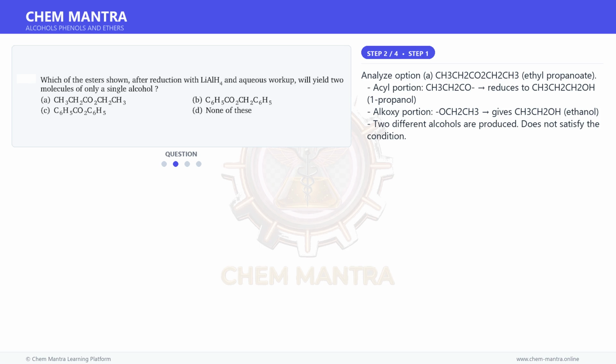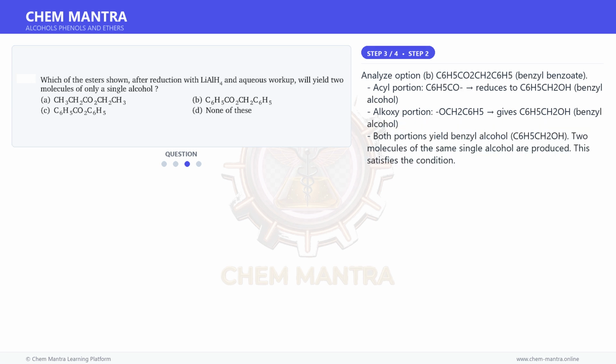Analyze option A, CH3CH2CO-OCH2CH3, ethyl propanoate. Acyl portion, CH3CH2CO reduces to CH3CH2CH2OH, 1-propanol. Alkoxy portion, OCH2CH3 gives CH3CH2OH, ethanol. Two different alcohols are produced. Does not satisfy the condition. Moving on to the next step.